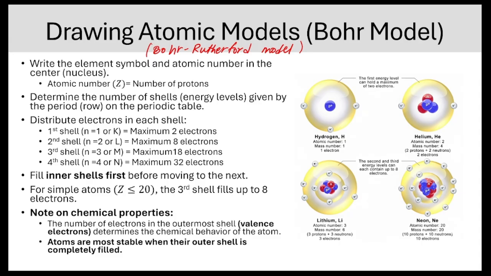To draw this model, we have these simple steps to follow. We will start with the nucleus in the center: we will draw a small circle in the center, and we will write the number of protons and number of neutrons in it.